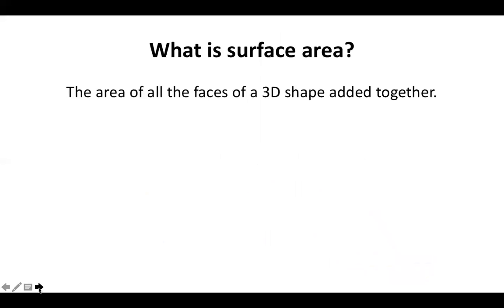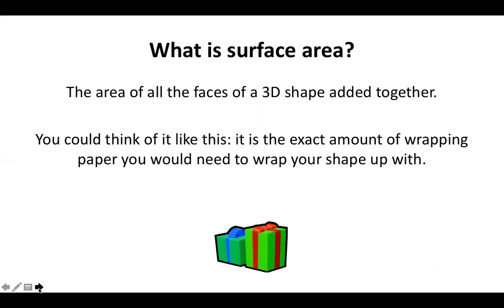Okay, so surface area is when we look at 3D shapes, we look at all the faces of a 3D shape. We take all the separate areas of each of the faces and we add them up together. Okay, so it's like the exact amount of wrapping paper you would need to wrap your shape up with. That's one way to look at it. You have to cover your present, cover your box with on all sides. Okay, so each side needs a specific amount of paper. So how much paper do you need for all the sides of your box or of your present? So that's what we're looking at when we talk about surface area.